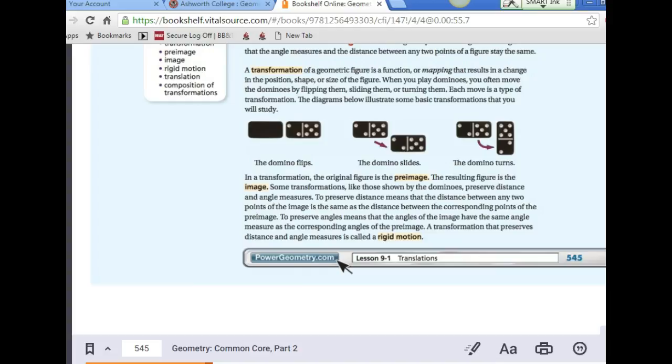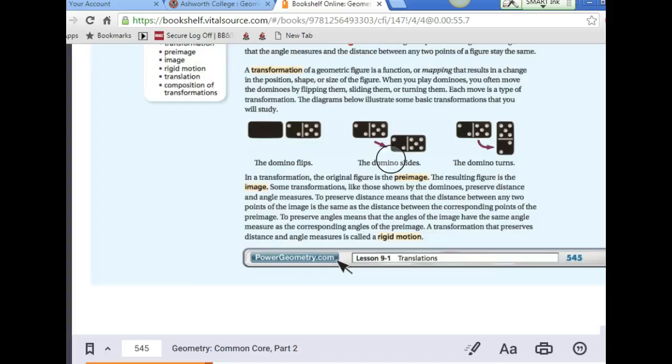On the previous page, it's going to go into great detail telling you what a transformation is. And there's several kinds of transformations that we have. One of them is called a flip. Sometimes we refer to that as a reflection, where you're literally just flipping one thing onto the other, and they're using dominoes as an idea.